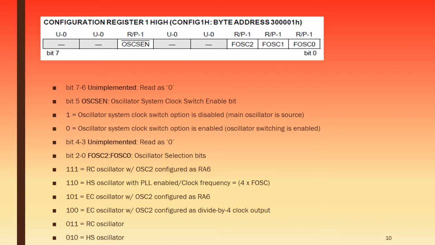There are a total of 6 combinations. When these 3 bits are configured as 111, it is RC oscillator, with OSC2 configured as RA6. Then 110 is HS oscillator with PLL enabled, clock frequency is 4 times FOSC. 101 is EC oscillator, with OSC2 configured as RA6. 100 is EC oscillator, again with OSC2 configured as divide by 4 clock output. 011 is RC oscillator and 010 is HS oscillator.